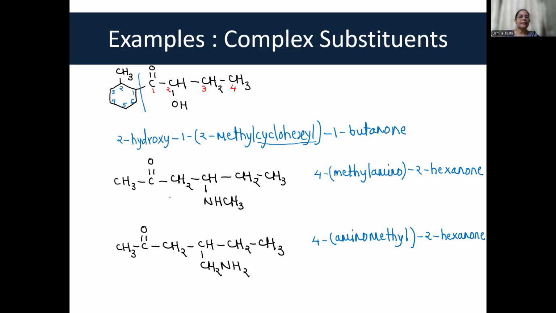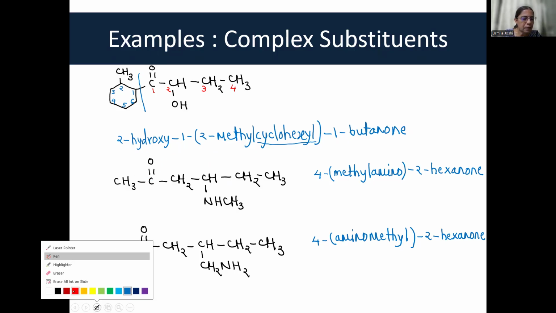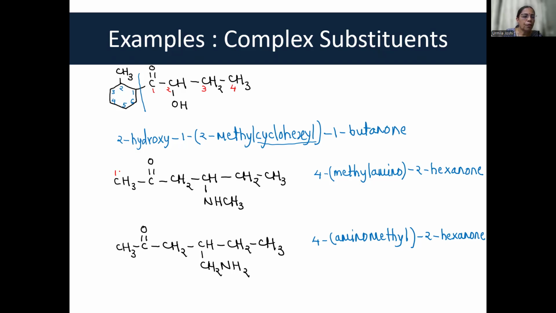Now look at the next example. There is amine, there is ketone. Which one gets priority? Ketone gets priority, right? So, start numbering with a ketone. 1, 2, 3, 4, 5, and 6. So it is a 4-substituted ketone. Okay. If it is a 4-substituted ketone, look at the substituent.